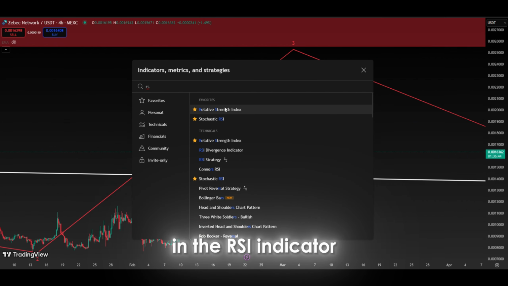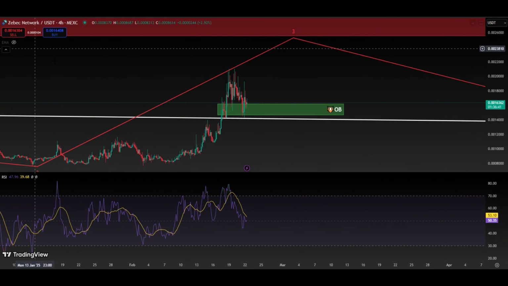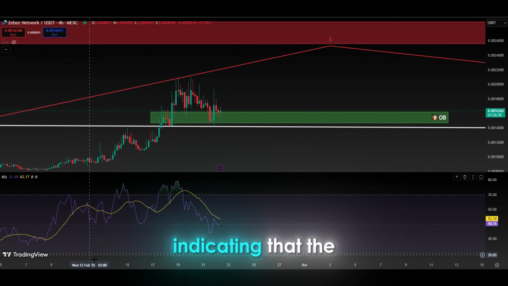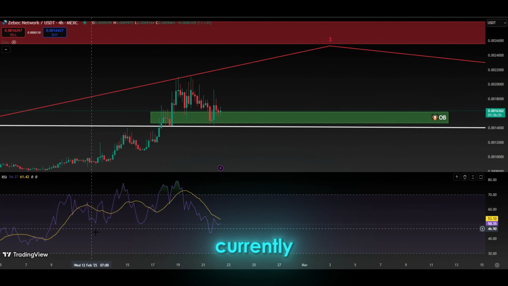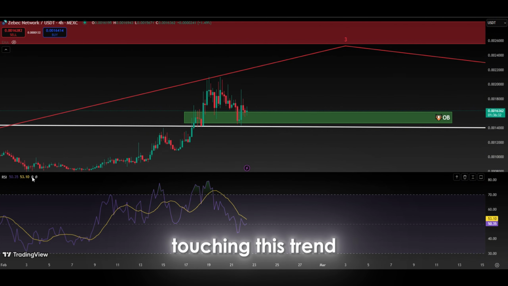There's an uptrend in the RSI indicator, which suggests that the market is gaining momentum. In such a trend, higher lows are typically seen, indicating that the strength of buyers is increasing, pushing the price upwards. Currently, the price is approaching this rising trend line, meaning it is getting closer to touching this trend.